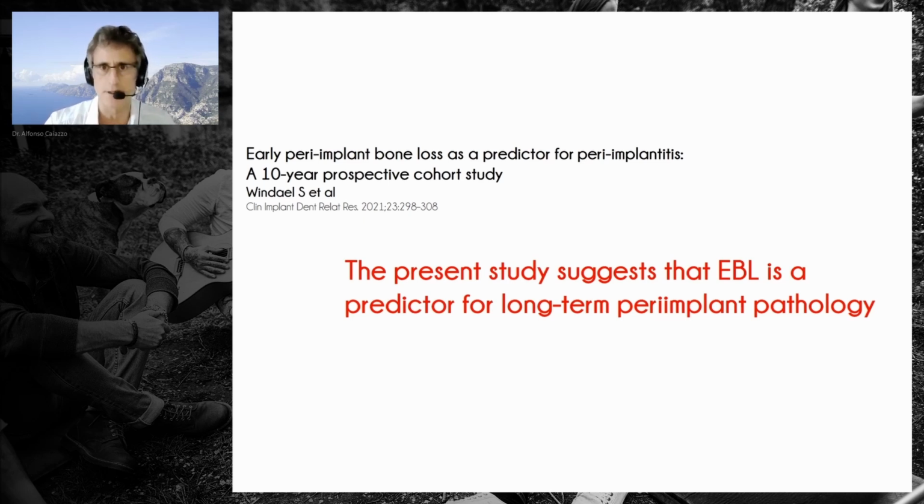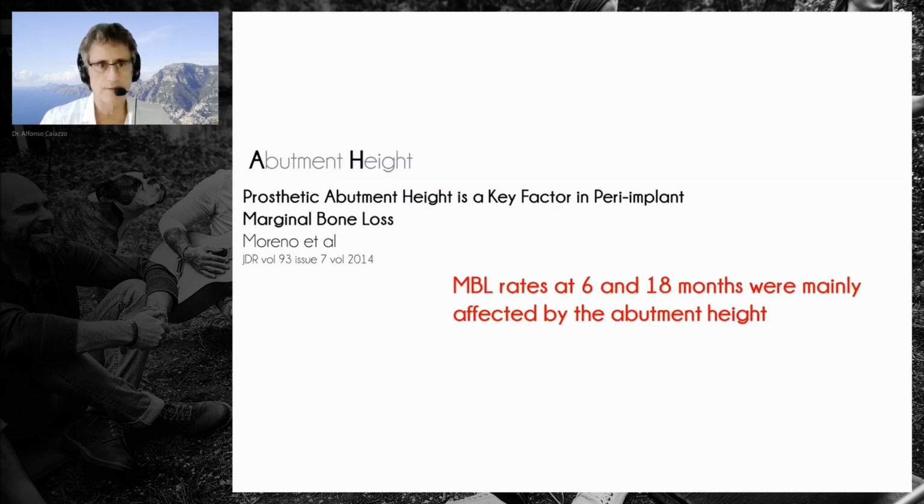So I went back and looked at the literature, because I always do this. Whenever I have a question or a doubt, I go into the literature. And what I've seen is that the abutment height really might influence the amount of bone you lose in the long term. This article from 2014 states that marginal bone loss rates at 6 and 18 months were mainly affected by the abutment height. So one thing I know now is that the height of my abutment might be very important for the stability of the crestal bone.